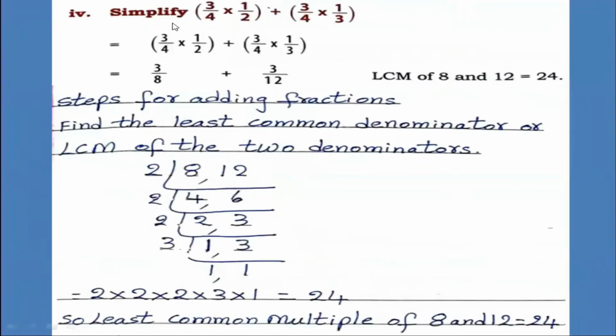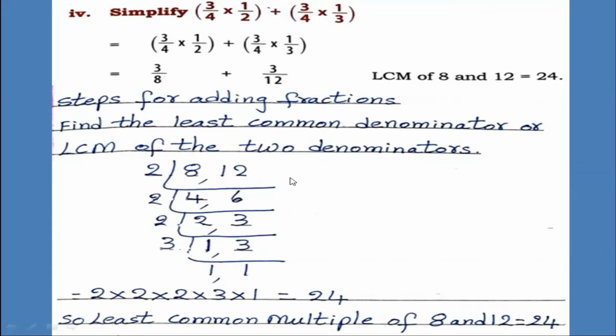Simplify. Here 3 by 4 into 1 by 2 plus 3 by 4 into 1 by 3. So, that is equal to 3 by 4 into 1 by 2 plus 3 by 4 into 1 by 3. We have to do the multiplication now. 3 ones are 3. 4 twos are 8. So, you write here 3 by 8 plus 3 ones are 3, 4 threes are 12. 3 by 8 plus 3 by 12. So, LCM of 8 and 12 is equal to 24.